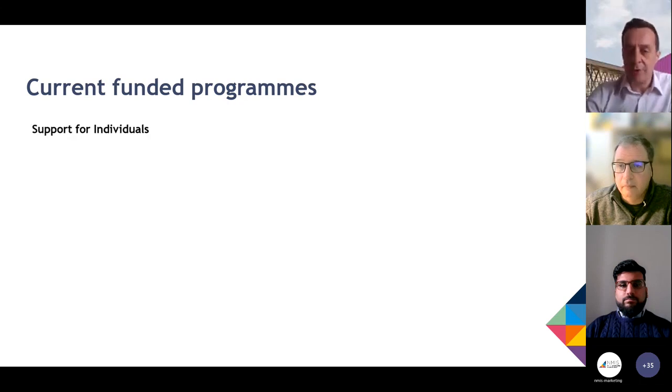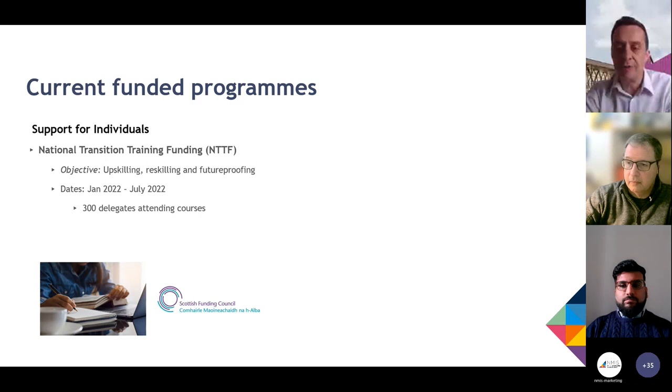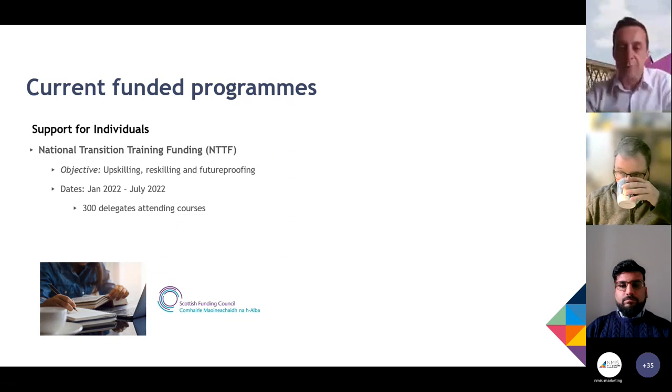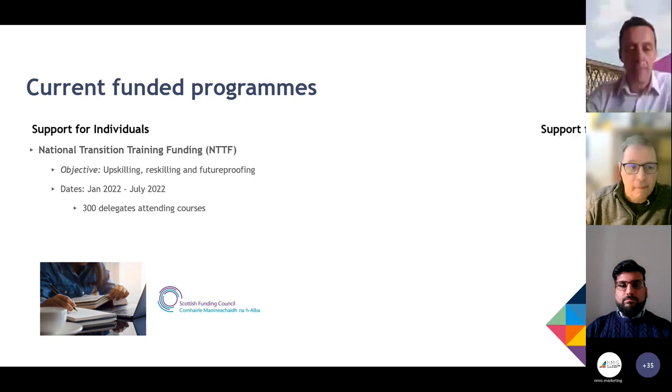So our first programme is designed primarily to support individuals. This is the National Transition Training Fund and is part of the Scottish Government's COVID response package and helps support individuals who are at risk of unemployment or finding it difficult to find work. There are a range of funded placement opportunities of up to 6 months, underpinned by a range of short courses to help the candidates upskill and reskill.